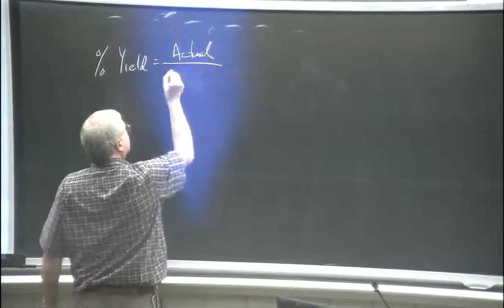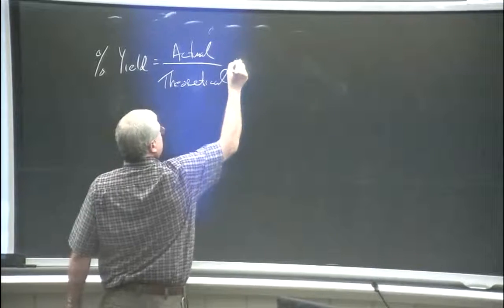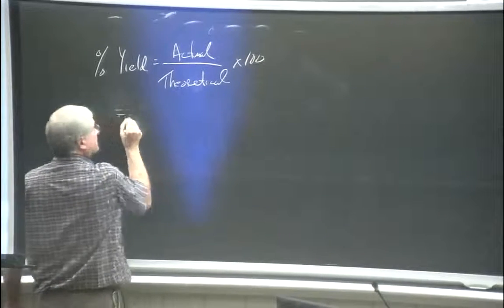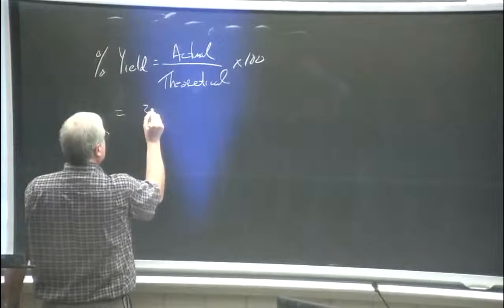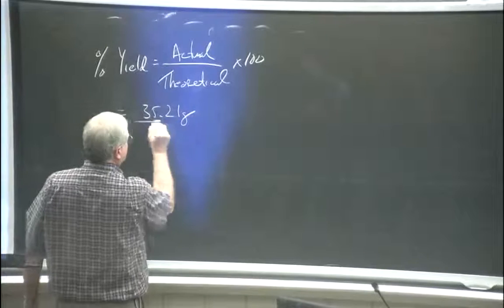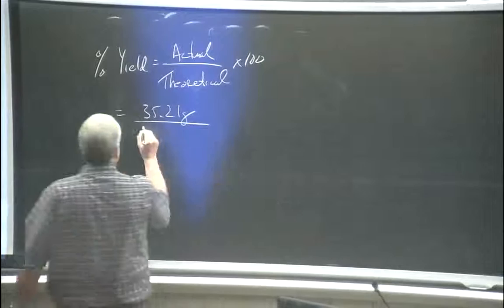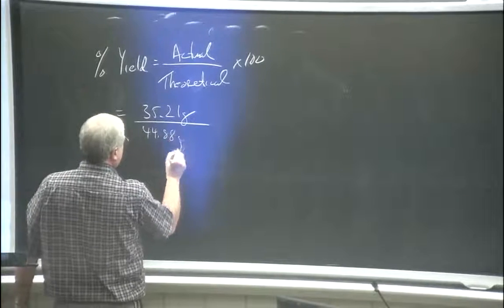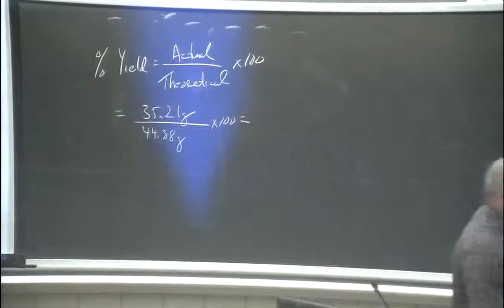Percent yield is going to be actual over theoretical times 100. And our actual yield was 35.21 grams, and our theoretical yield was 44.88 grams. And somebody tell me the answer.